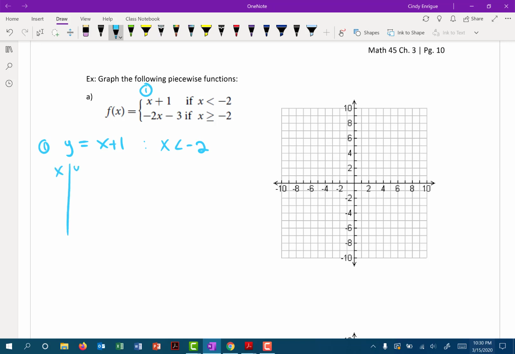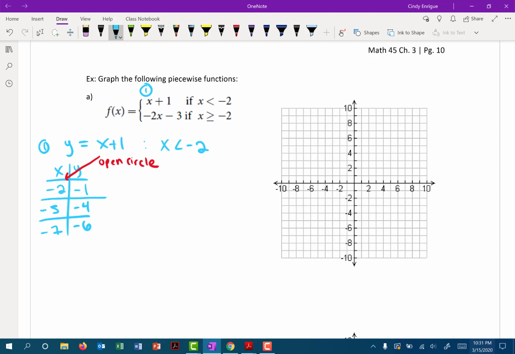So I can draw myself a little chart to help myself out. Because there's no line underneath it, x is strictly less than negative 2. I can think of negative 2, but I specifically know that it's going to be an open circle, because it's not less than or equal to, it's strictly less than. So let's think about some other values that are less than negative 2. Let's say negative 5 and maybe negative 7. So I'm going to plug that into my calculator. Negative 2 plus 1 gives me negative 1. Negative 5 plus 1 gives me negative 4. And negative 7 plus 1 gives me negative 6.